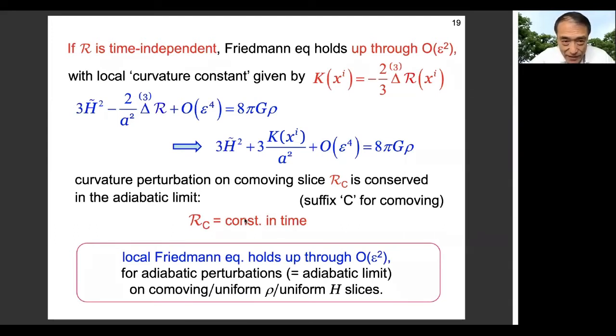So in this case, you can exactly recover the local Friedmann equation, including the curvature term. And this property remains the same to nonlinear order if curly R is still properly defined. You can show that in a certain slicing, I use the uniform density slice, on the uniform density slice the curly R becomes constant in time.